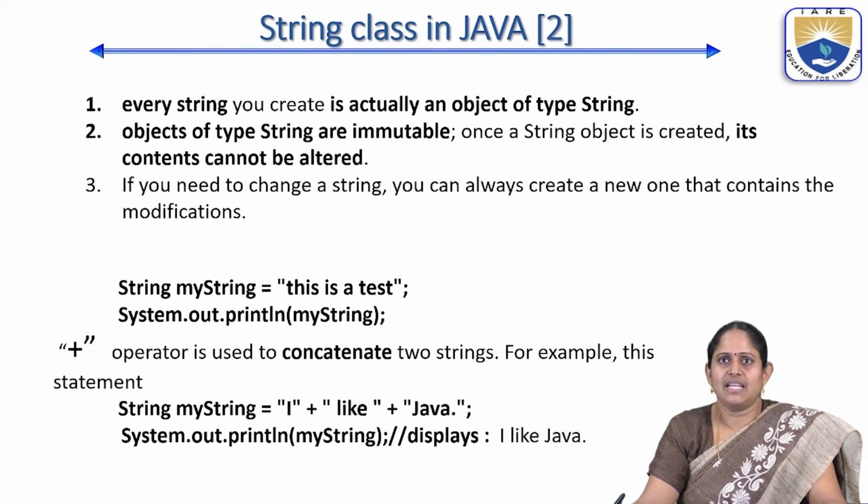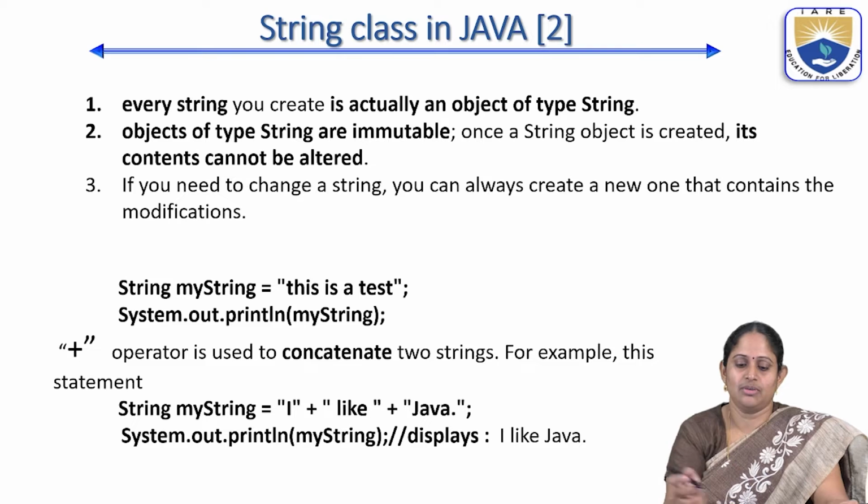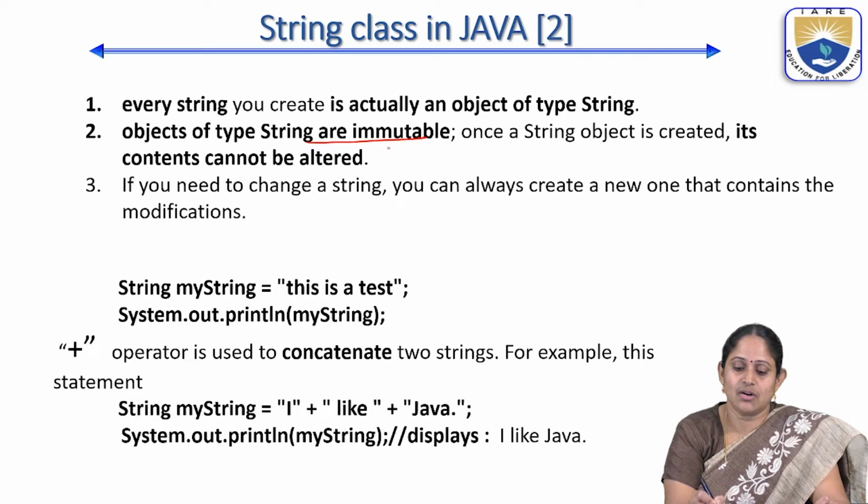So what is basically a string? A string is a set of characters. But in Java, a string is something different. They have some other features also. The first thing is that they are immutable. That means once you create an object of a string, the contents of that cannot be changed. That is why it is called immutable.